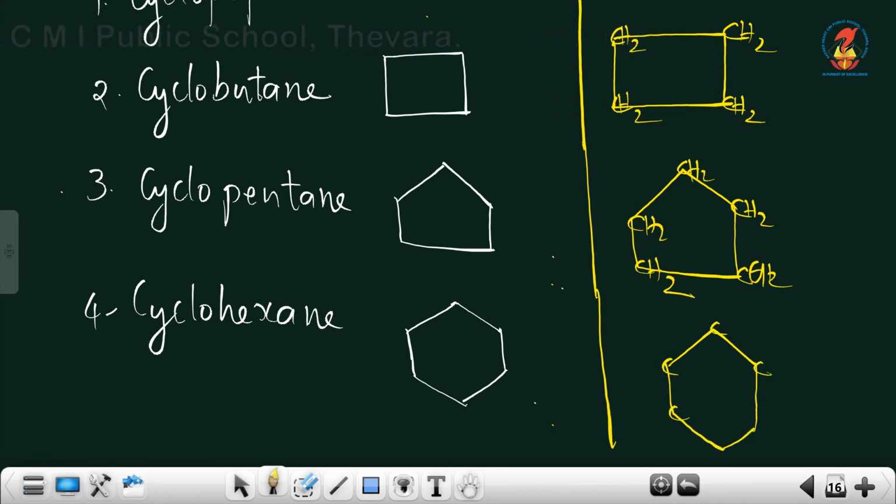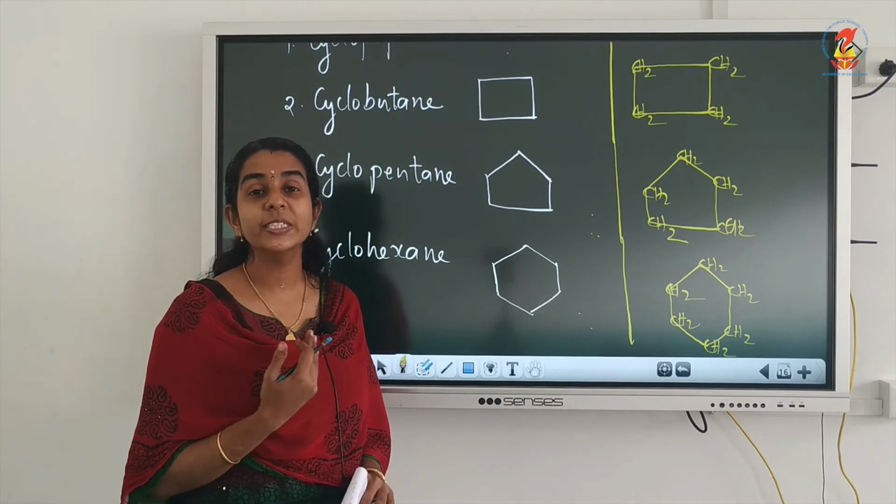Here, here, here, here, here. Everywhere there is carbon. Wherever there is a bend, there will be carbon. Wherever there are terminals, there will be carbon. H2, H2. So these are the bond line representations of a few cyclic compounds.